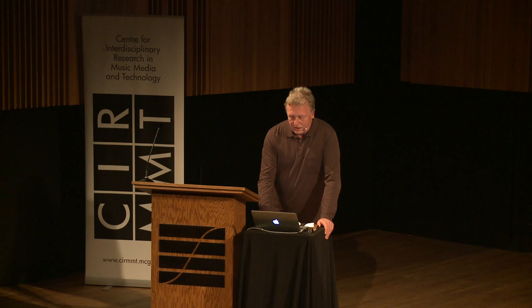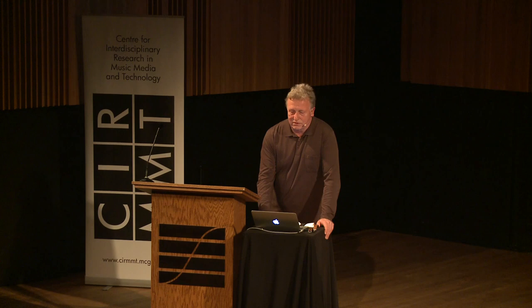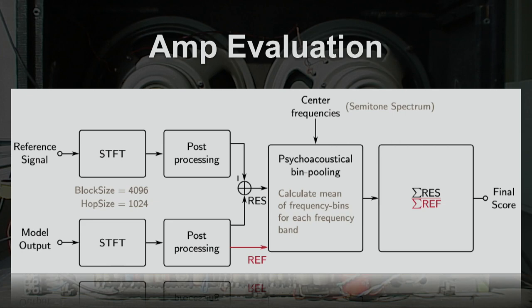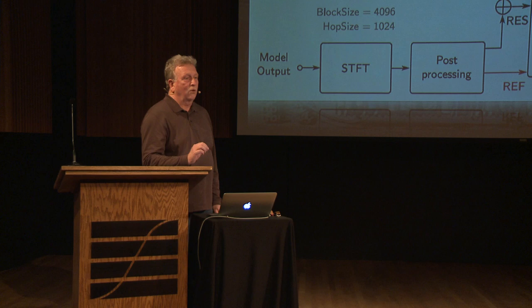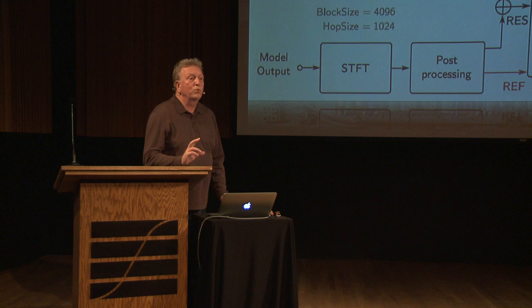Well, how can you evaluate such an amp model? What we are doing there is we take the reference signal from the original amp, perform short-time Fourier transform with that block size and hop size like that, do some post-processing, and we do the same thing with the model output, and then build a difference signal. That's the residual there, and the residual is analyzed by a semitone filter bank, and then the residuals of each individual band are summed up, and the reference is also split into several subbands, and then the quotient between the residual and the reference is taken, and a final score is given. So that's one score which you get out of such psychoacoustic bin pooling and then building a final score.